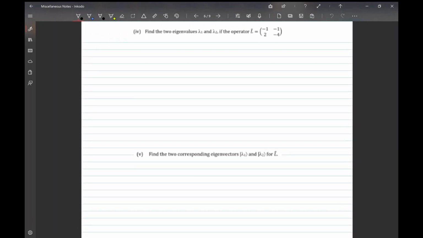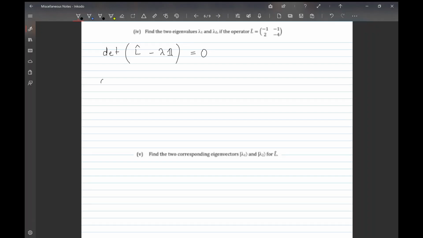Okay, so now let's go on to part 4. We have a particular linear operator L, and we're asked to find the 2 eigenvalues of it. So we know to find the eigenvalues, you want to set up a polynomial determinant of L minus some lambda times the identity matrix, and set that equal to 0. Okay, this is going to give you your eigenvalues.